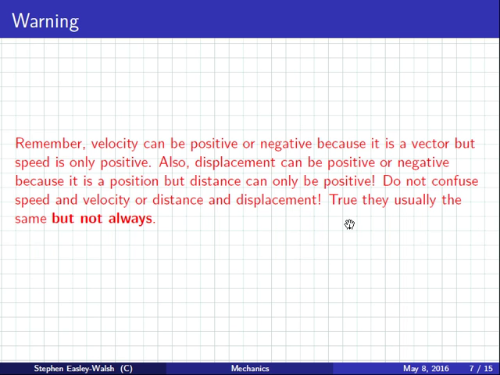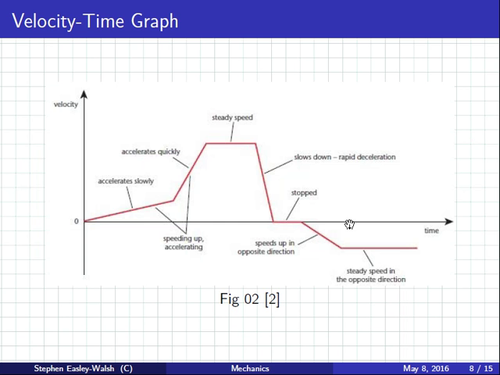Now, true, they are usually the same. For most questions, they're the same: speed and velocity, distance and displacement. So sometimes I'll use the words both ways, but they're not always the same. You have been warned. Right. It's often very convenient to represent motion on a graph, in particular time on the x-axis and velocity on the y-axis. Now, what's great about these graphs is that they can really sum up the story very clearly.